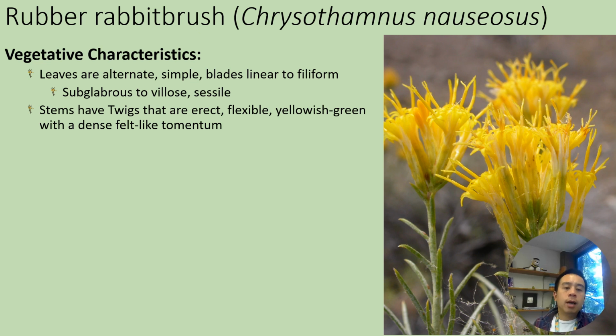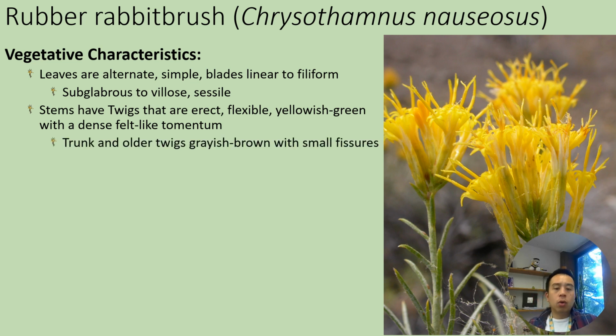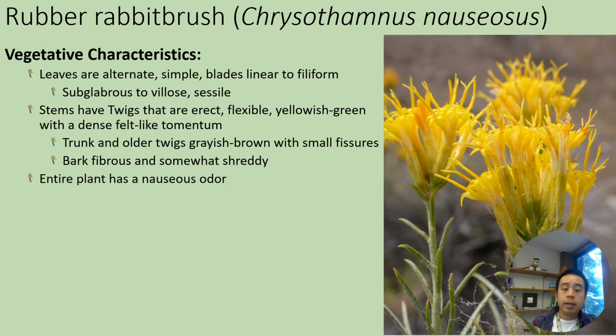The stems have twigs that are erect, flexible, and yellowish green with a dense felt-like tomentum, or a tomentose and hairy feel to it. The trunk and older twigs have a grayish brown color and often have small fissures or cracks in the bark. The bark is fibrous and somewhat shreddy, and the entire plant has a somewhat nauseating odor, which is where it gets its epithet from.